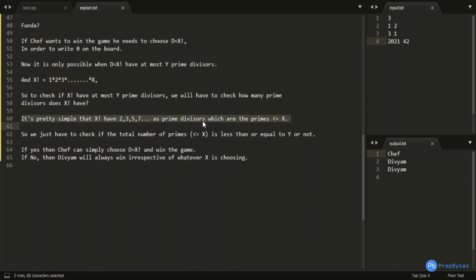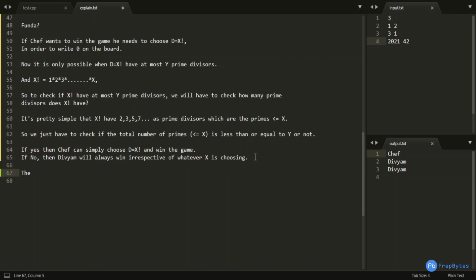So this is the funda. We will just have to check if the total number of primes less than or equal to x, which is the total number of prime divisors of x factorial, is less than or equal to y or not. If it is the case, then chef wins, and chef will be able to choose d equal to x factorial and thus win the game. If not, then Divyam will win irrespective of whatever chef chooses, because if my chef cannot choose d equal to x factorial, then there is no possibility of my chef winning this particular game.